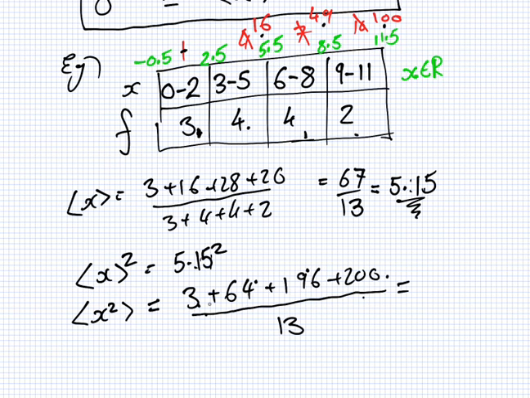463 over 13. What's that? Goes in about, I don't know, about 26 times or something. 463 divided by 13, please. 35.6. Are you sure about this? 35.62. Right.